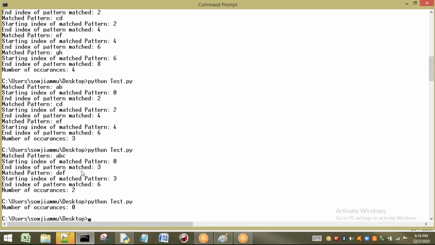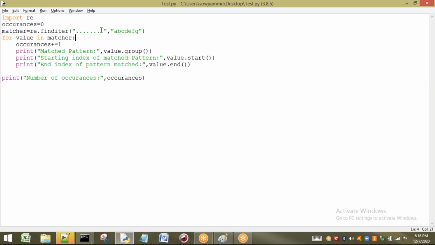If I write 2 dots, it indicates a 2 character match. It may be any characters. So here I have taken A, B, C, D, E, F. Now I will also take 1, 2, 3 in between, there is no problem, and some special characters also I will take here.